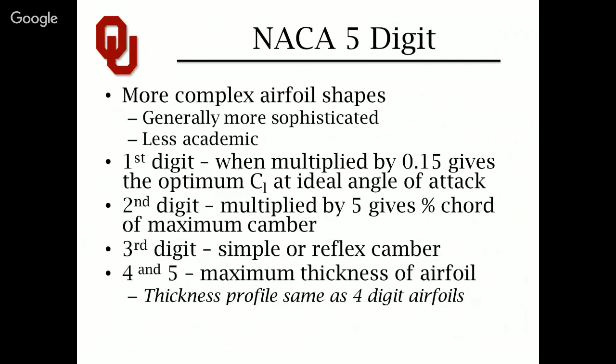We had mentioned but not talked in depth about NACA 5-digit airfoils. We've already mentioned that they're more complex airfoil shapes with more sophisticated profiles. They do follow a bit of rhyme and reason, though. The first digit, as it says right in front of you, when multiplied by 0.15, which is kind of a random coefficient to remember, but it'll make sense here in a little bit, gives you the optimal CL. Now that's probably the single most useful component of the 5-digit series.